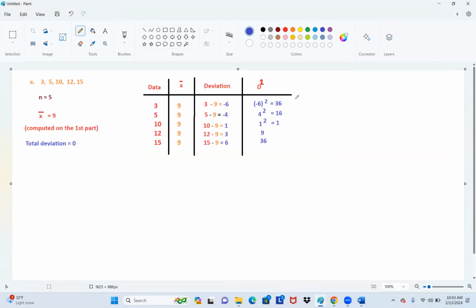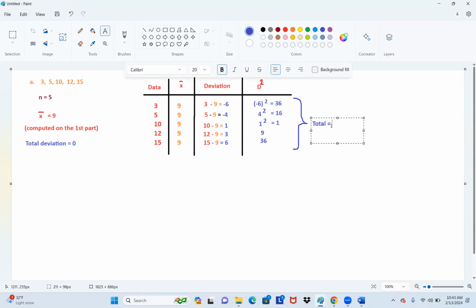So afterwards, we're going to add them up. All of these data set values, we're going to add them up, correct? So you're going to take a total for this. We take the total, we get 98, correct? And we get the total was 98. Yes, it's 98. Okay. And afterwards, we simply divide it by n-1.